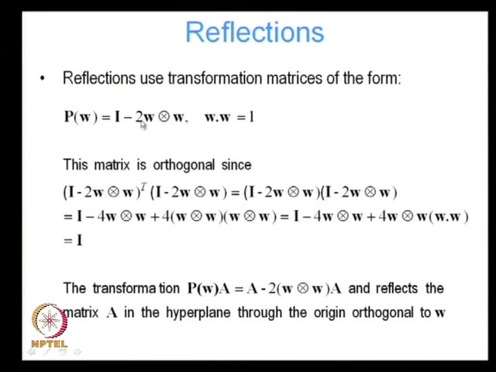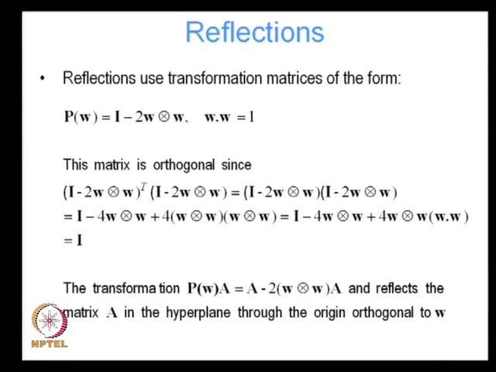If we take any vector W of unit norm and we construct a matrix by I minus 2 W tensor product W, we are going to end up with an orthogonal matrix. We will show later that it also leaves a symmetric matrix symmetric, right. So, it preserves symmetry. But what it does is that when this operator operates on any matrix A, it basically reflects the matrix A in the hyperplane through the origin which is orthogonal to W.